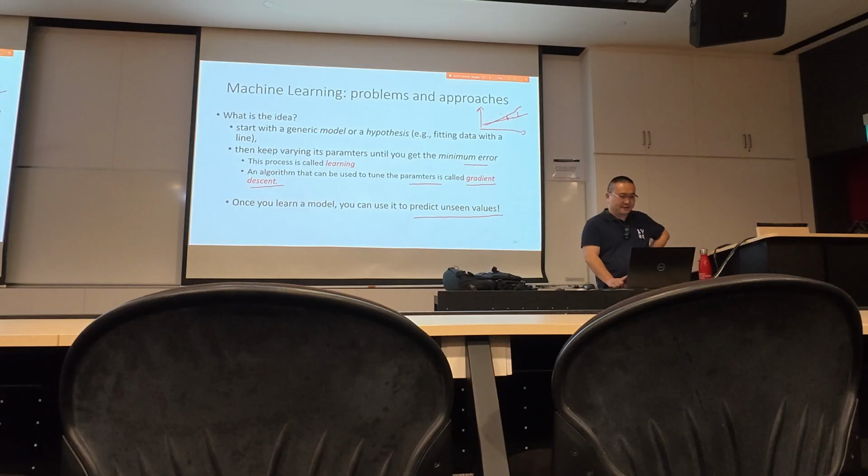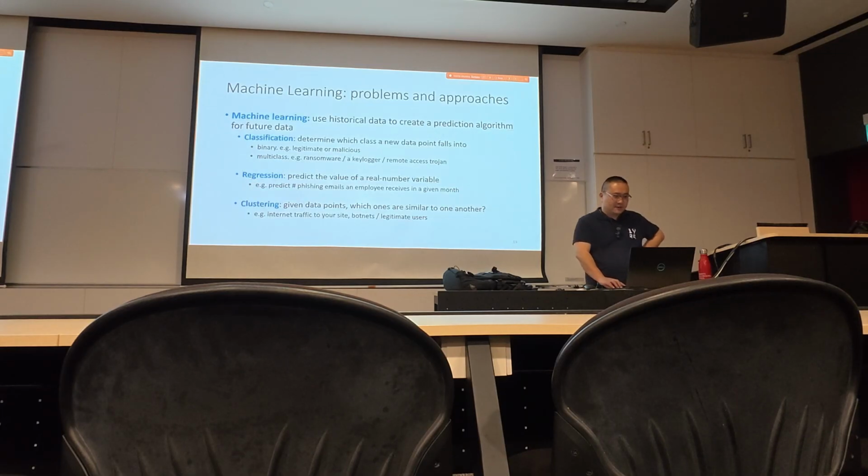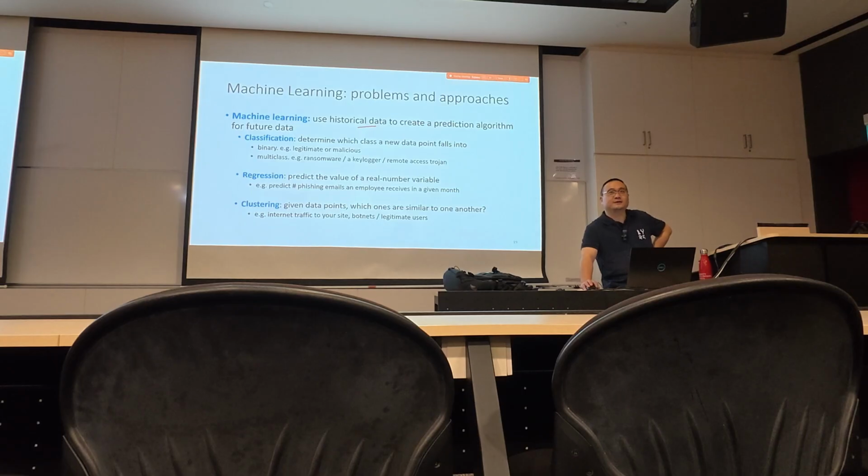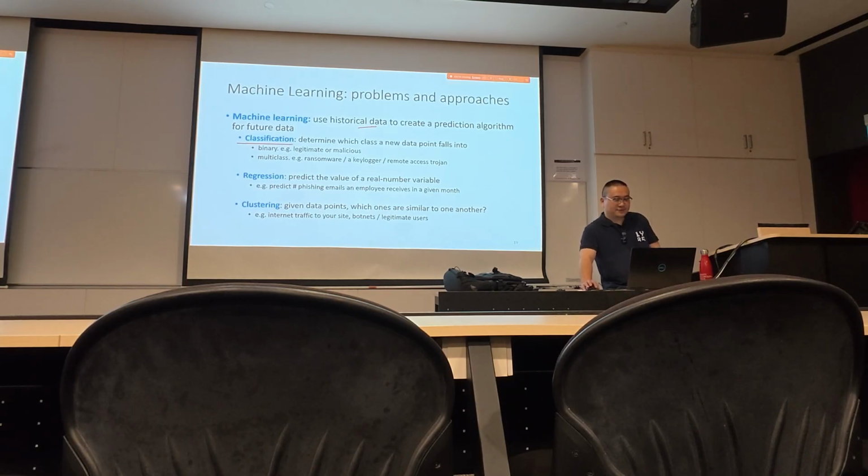Okay, so this is the idea of machine learning. The idea is that you want to use historical data to do prediction for future data. So basically, we are dealing with 3 different tasks. The first task is the basic one, that is classification. For classification, we want to determine which class a new data point falls into.